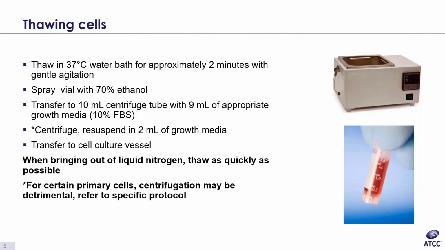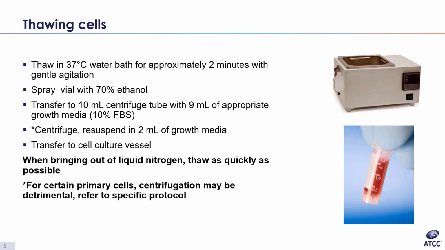So to start with thawing, when ready to thaw a vial of cells, the most important factor to note is that unlike freezing cells, thawing cells should be done as quickly as possible to remove the cryoprotectant from the cells. For best results, place the vial in a 37°C bath for approximately 2 minutes, gently agitating the vial to break up the ice. After removal from the bath, make sure to spray the vial with ethanol for decontamination.